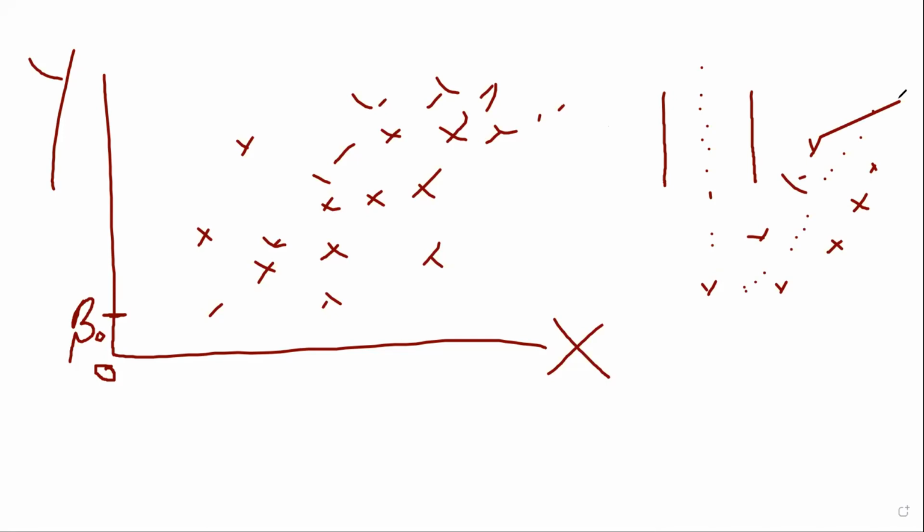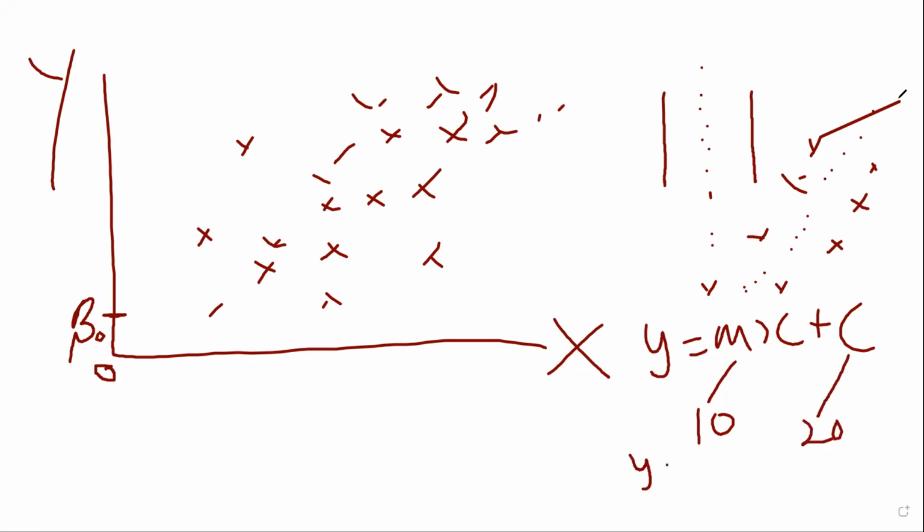Anytime you have 2 points, you can create a line. So if you have y equals mx plus c, this is called an equation of a line, where there is a value for the m, let's say 10, and a value for the c, let's say 20, so that you eventually get y equals 10x plus 20.